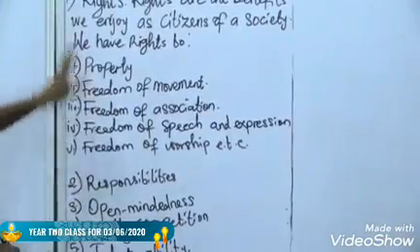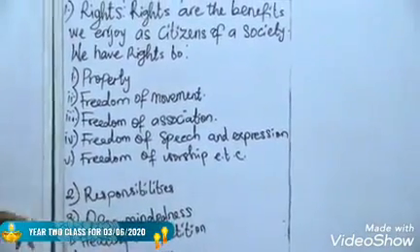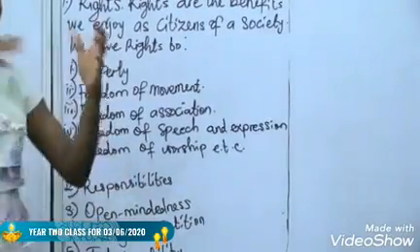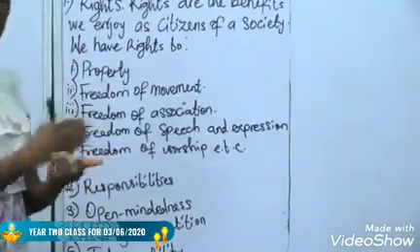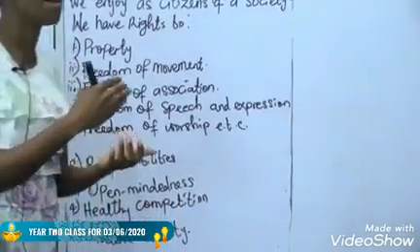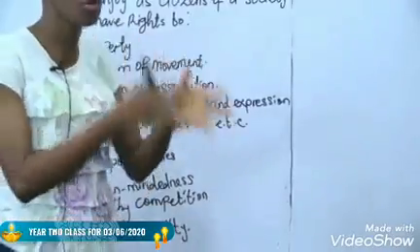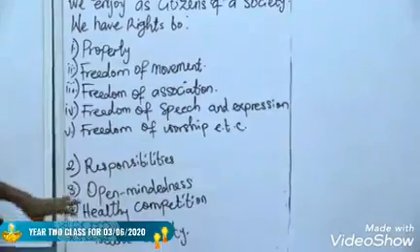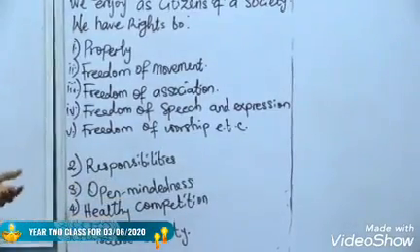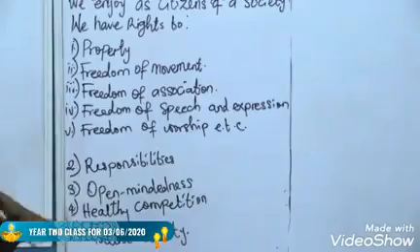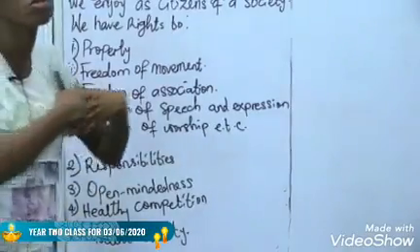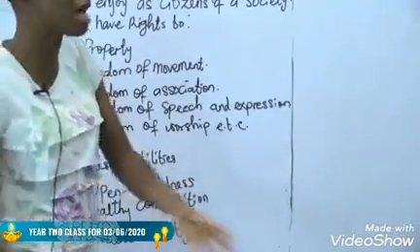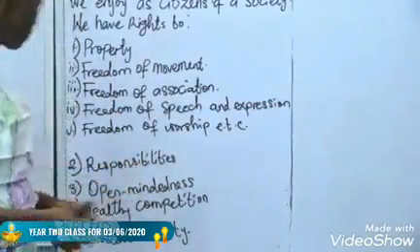Now, number two component of civic education is responsibility. We as citizens of a particular society have responsibilities, responsibilities of doing good things that will make everything in the society good. Now, open-mindedness. As a citizen of a particular society too, you should be open-minded. You should be able to tolerate people, tolerate other religions, and tolerate other people's behavior, cultures, and the rest of them.